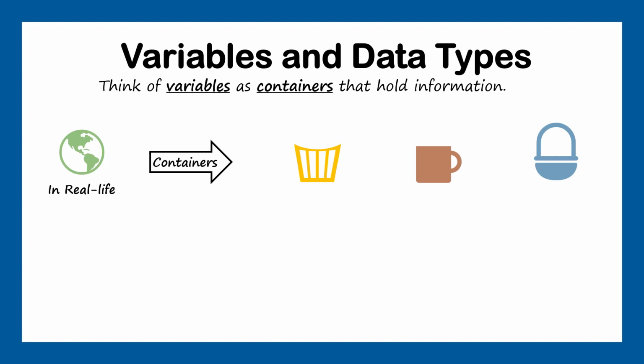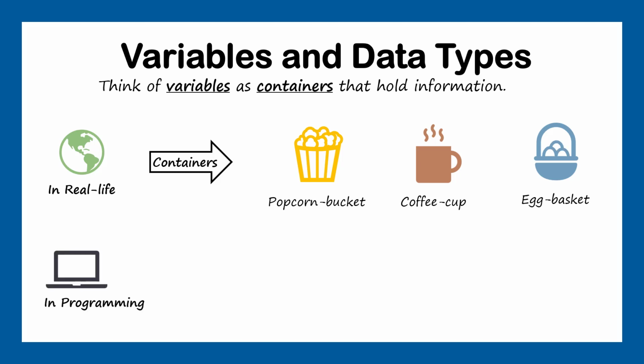For example, we create a popcorn bucket to hold popcorn, and we create a coffee cup to hold coffee, and we create an egg basket to hold eggs for us. In programming, we can use the same concept. We create variables, and these variables act like containers to hold information or data for us. But in programming, we have different types of data. We have integer data, we have decimal data, we have characters, and we have more.